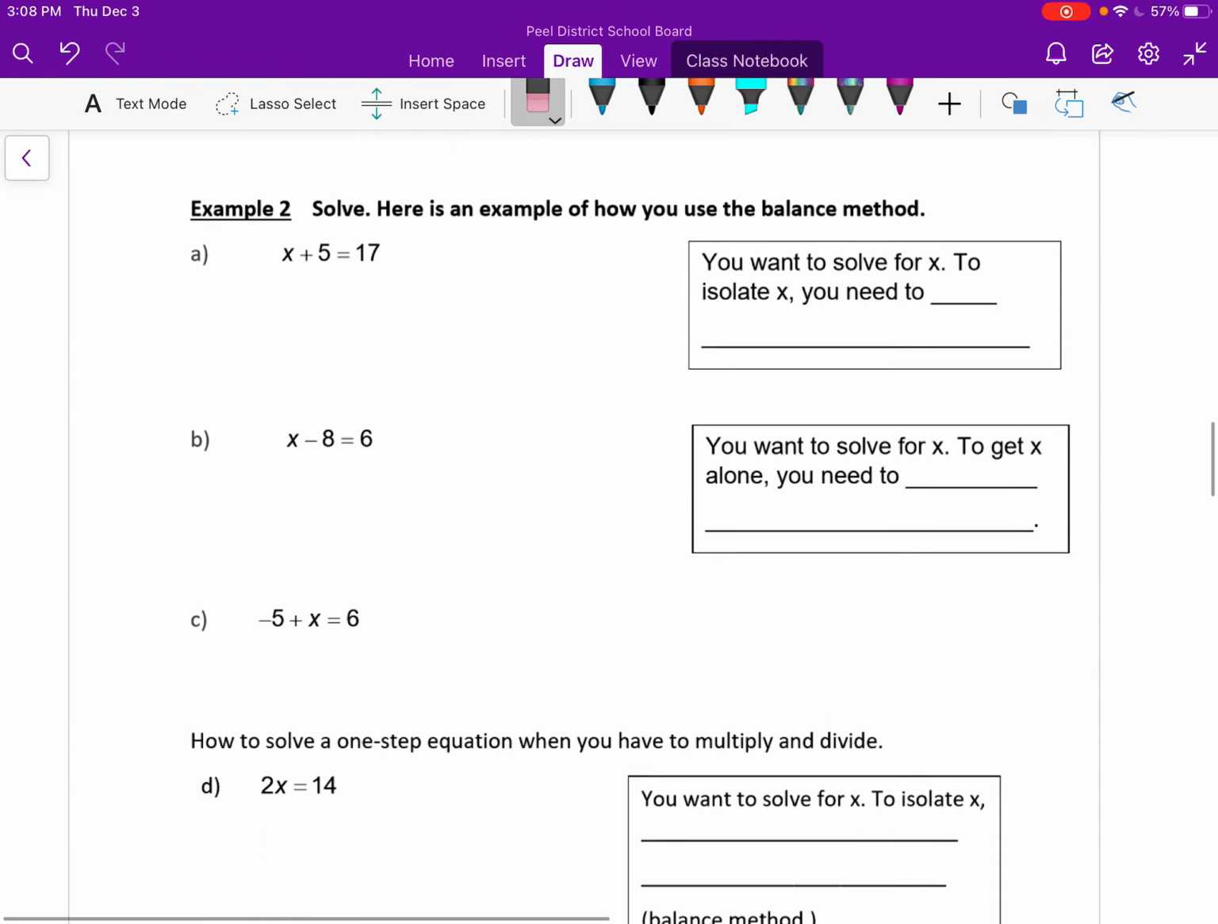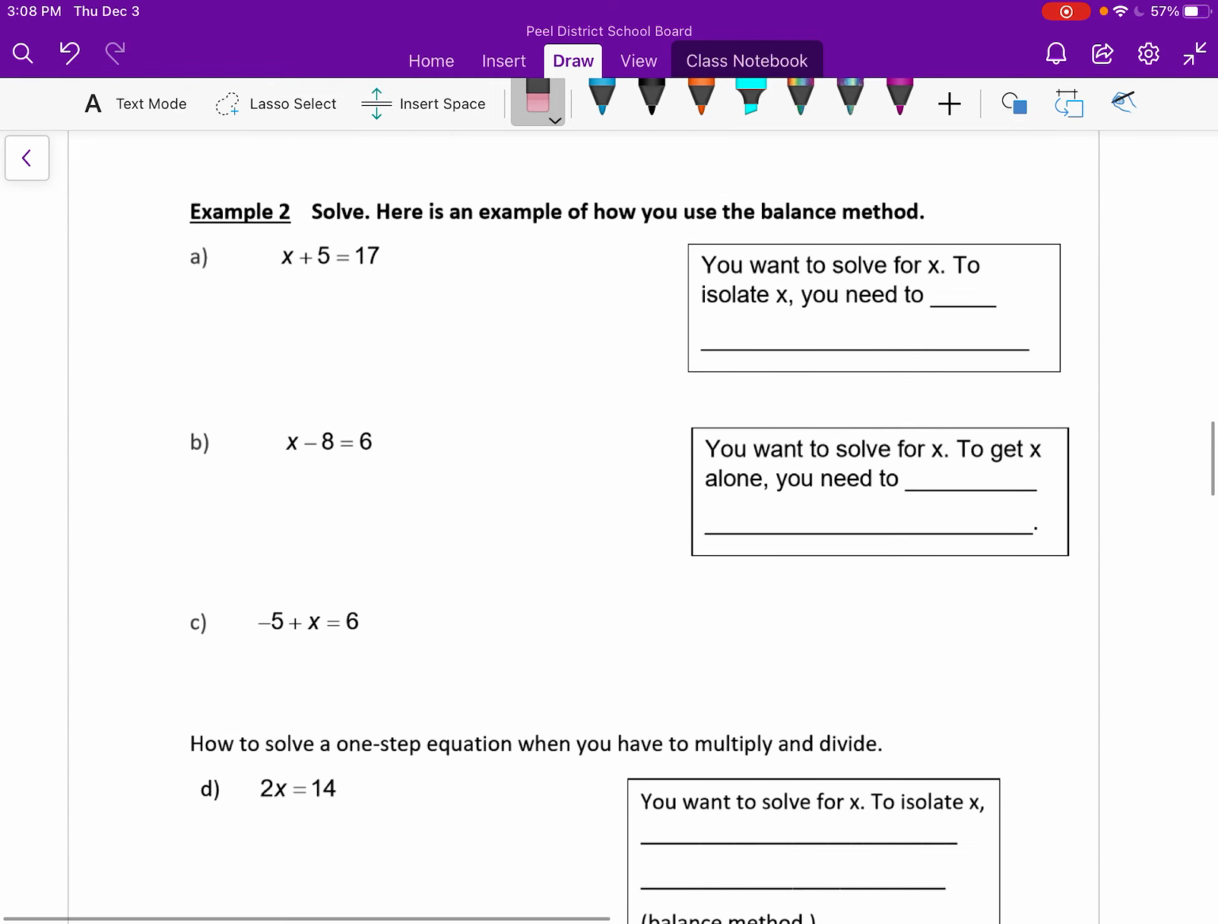All right. So moving on. We're just going to go through and do this together. So when you want to solve for x, you want to isolate x. You want to get this x on its own on one side of the equation. So if you want to isolate x, you need to get rid of the 5. How do you get rid of a positive 5? You add its opposite integer, which in this case, the opposite of positive 5 is just negative 5.